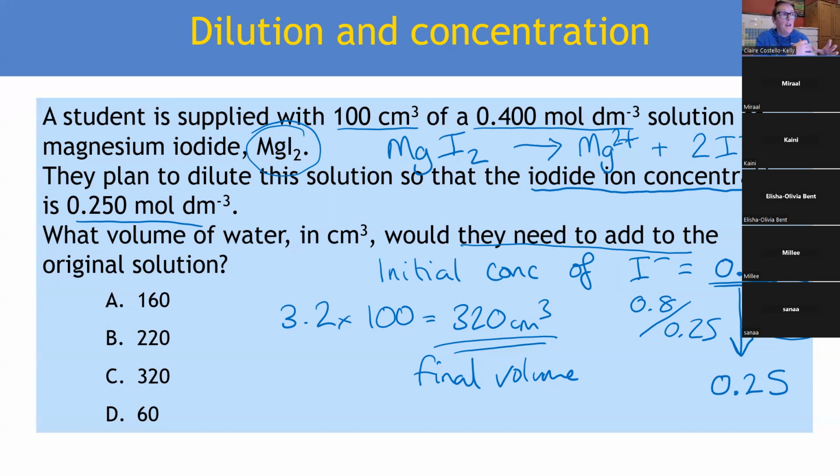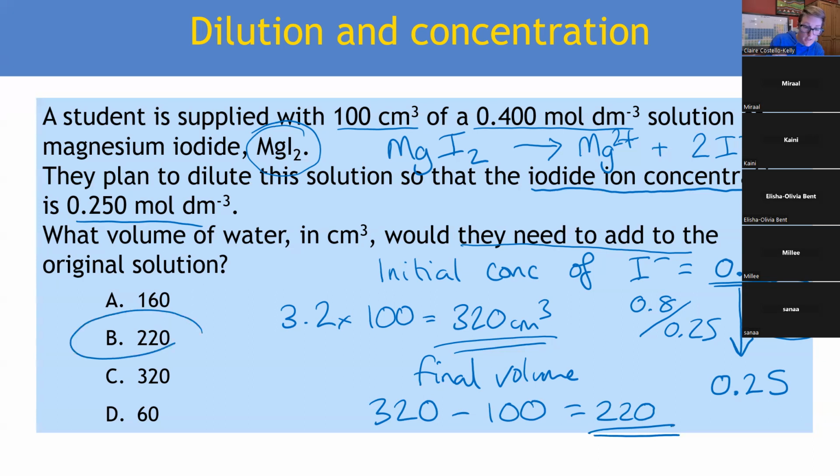So if we go back to that initial idea, if I want to half the concentration, I need double the volume, but that doesn't mean I add 200 centimeter cubed. It means I add 100 and I get 200. So 320 is my final volume. 320 take what I've already got is what I need to add. So the answer is B.